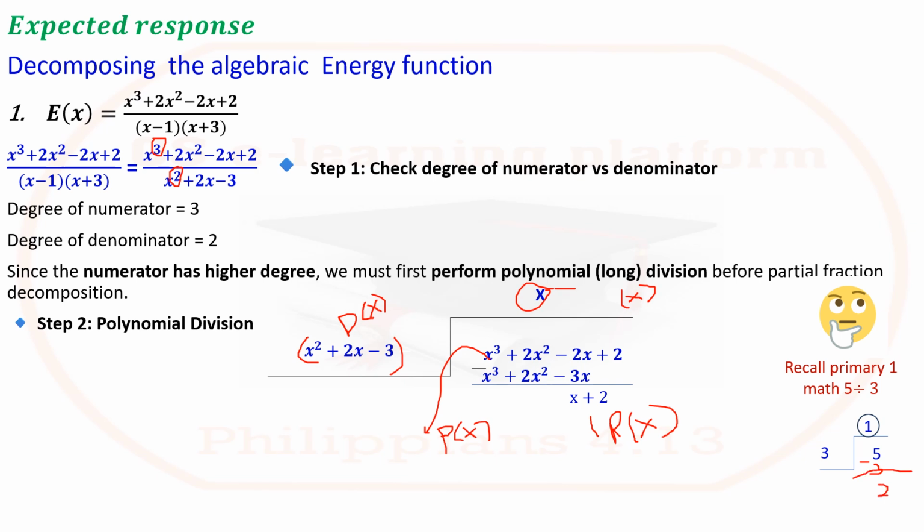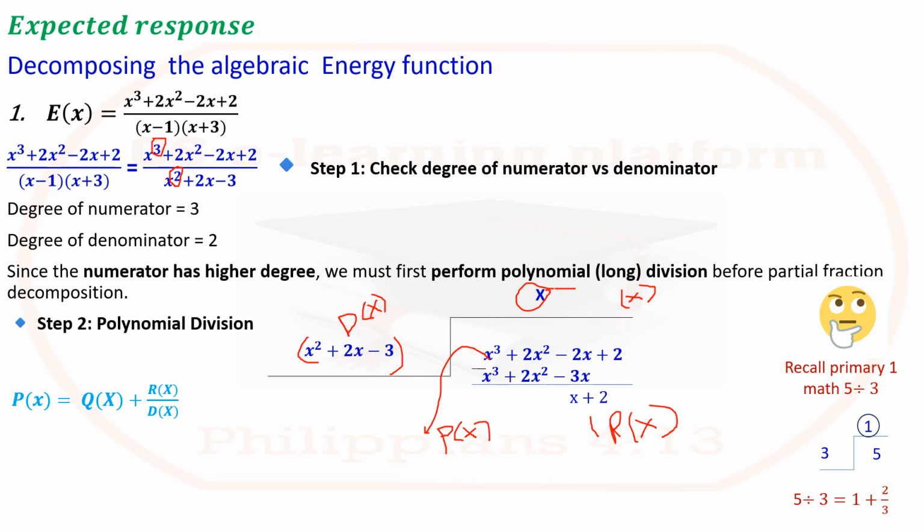So when I subtract, this one is the quotient, this is the divisor, this is the polynomial, and this is the remainder. So the remainder is that. So how can I write that? 5 divided by 3 is like having one whole number, 2 over 3. One whole number, 2 over 3. So that's how I need to write also this algebraic fraction.